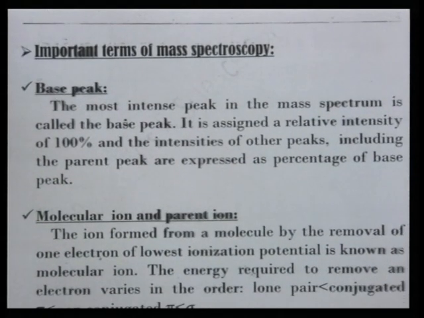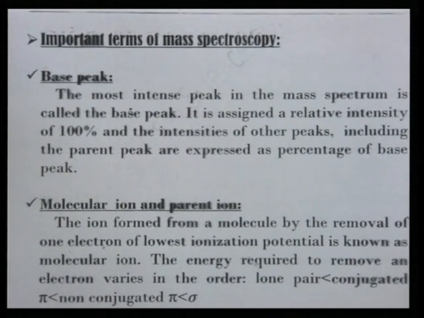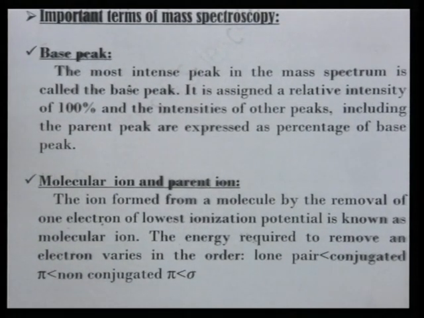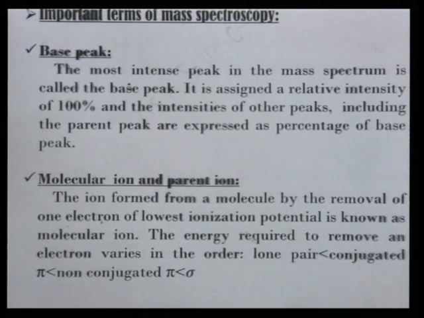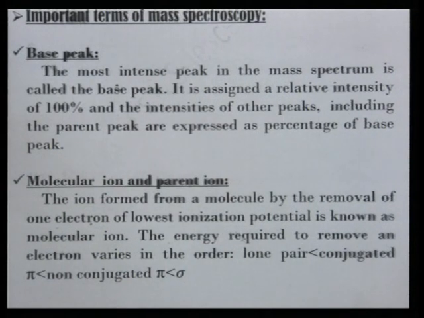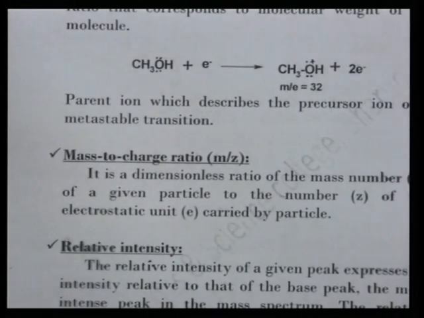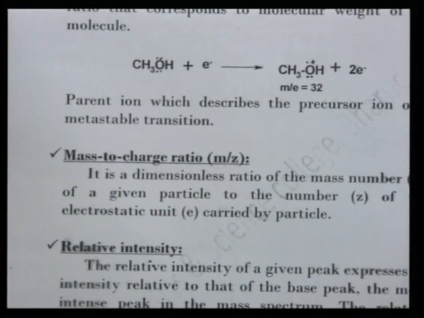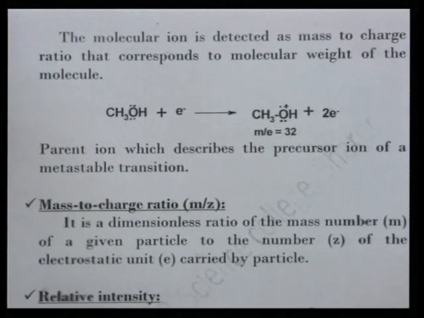The second term is molecular ion or parent ion. The ion formed from a molecule by the removal of one electron of lowest ionization potential is known as the molecular ion. The energy required to remove an electron varies in the order: lone pair is less than conjugated pi, less than non-conjugated pi, less than sigma. The molecular ion is detected as the mass to charge ratio that corresponds to the molecular weight of the molecule.